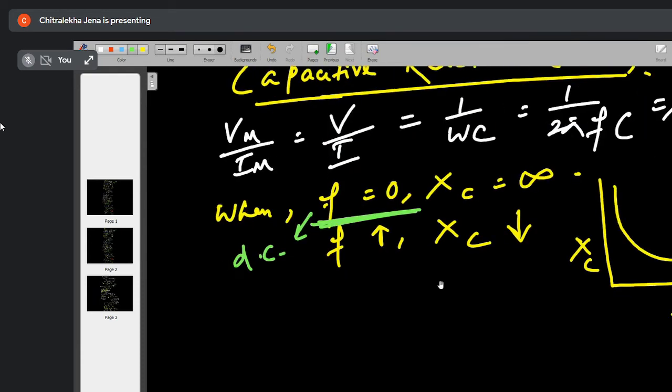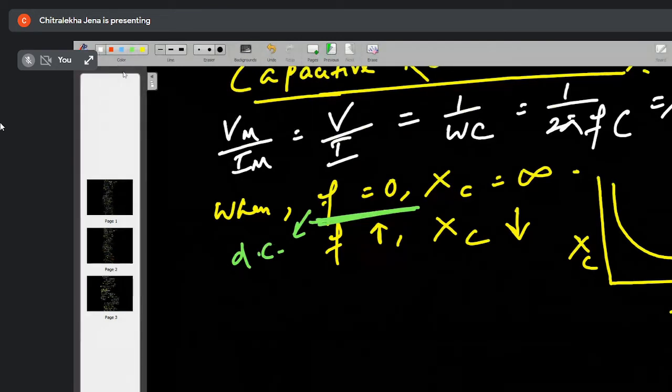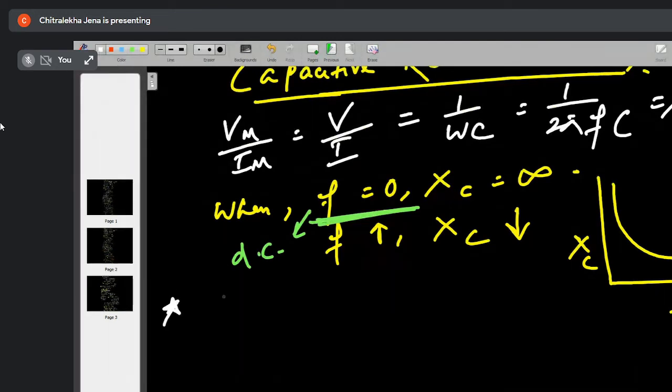That means what? Xc is capacitive reactance. So how do you define capacitive reactance? How do you define inductive reactance? Inductive reactance is the opposition to the flow of current by an inductor. Capacitive reactance is the opposition to the flow of current by a capacitor. Define it in simple terms.